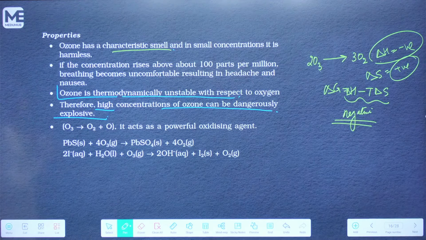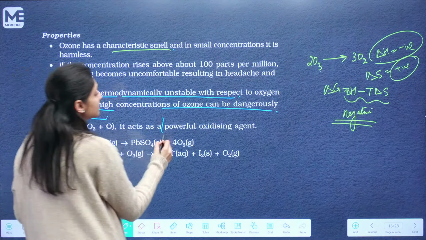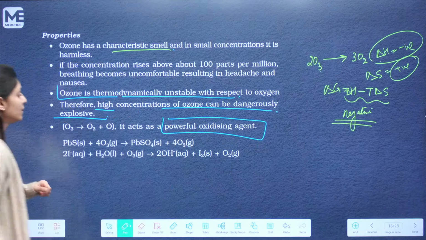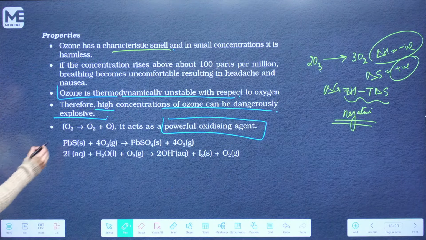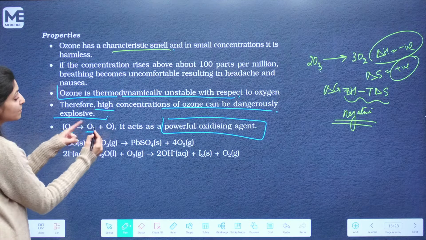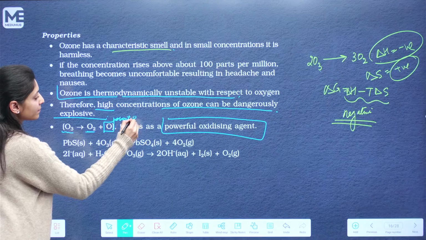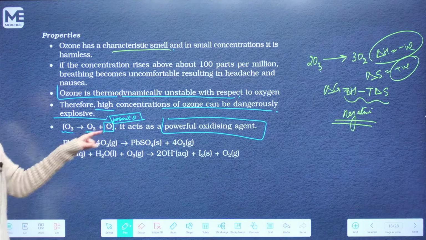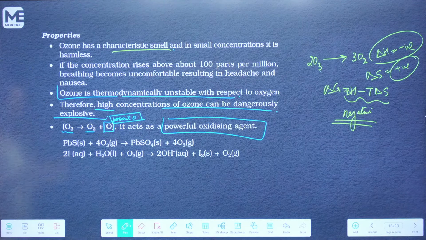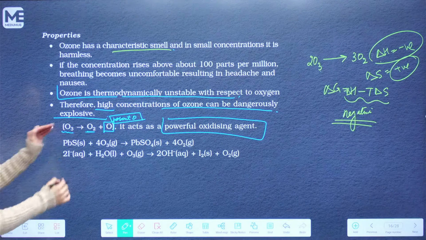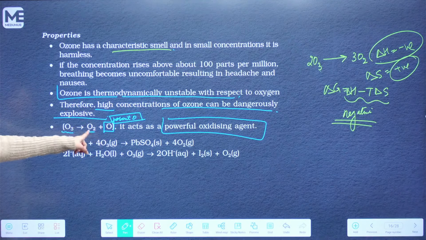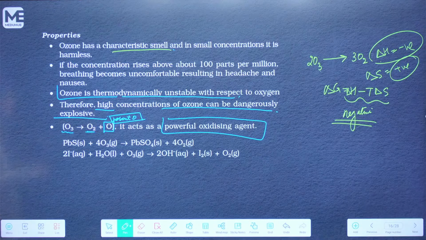Now, there's another interesting property of ozone, that it acts as a powerful oxidizing agent because of the ease with which ozone gives a molecule of oxygen plus nascent oxygen. Nascent oxygen is an atom of oxygen which has not yet reacted with anything. So ozone easily gives us O2 and O, and because of this it acts as a powerful oxidizing agent.